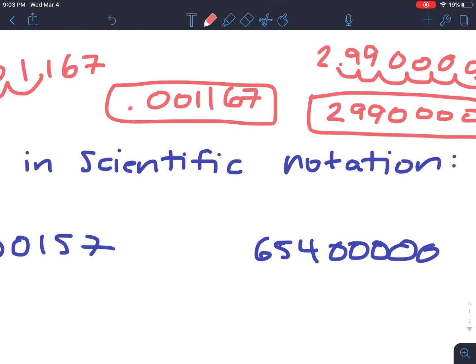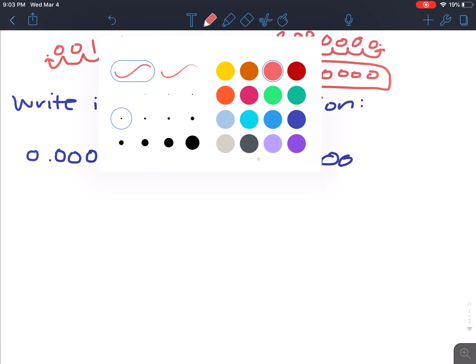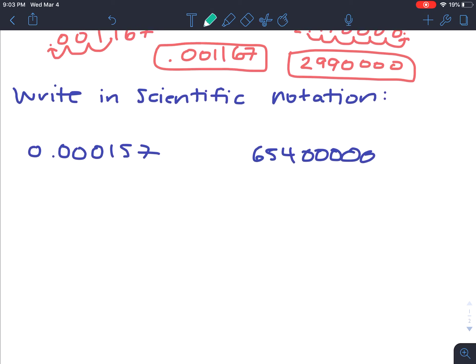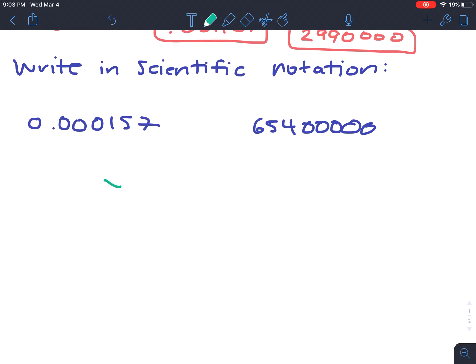Going the opposite way I think is a little bit trickier. So for going the opposite direction and writing this in scientific notation, you have to remember that it's going to have times 10 to an exponent. And you have to figure out if the exponent is going to be big or small. So for the example on the right, I'm going to have a positive exponent. The example on the left, I'm going to have a negative exponent. Because again, if you have a small number, the exponent is negative. If you have a big number, the exponent is positive.